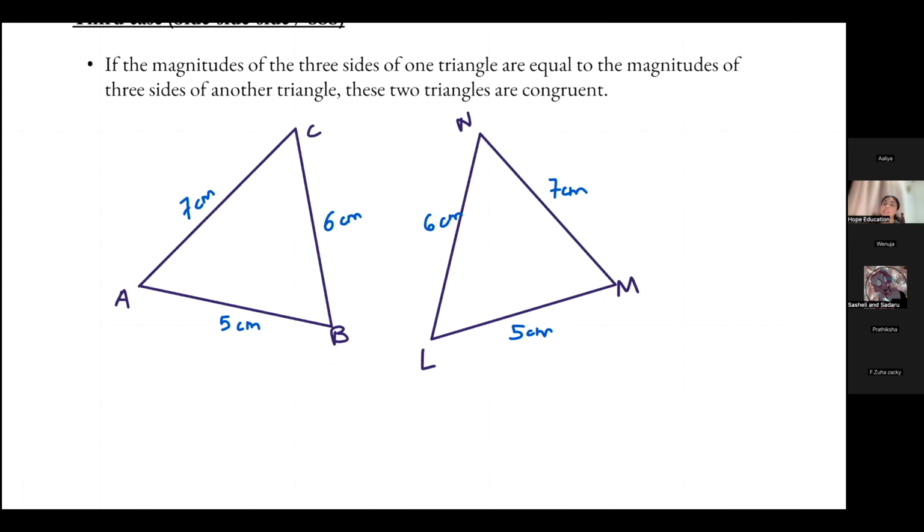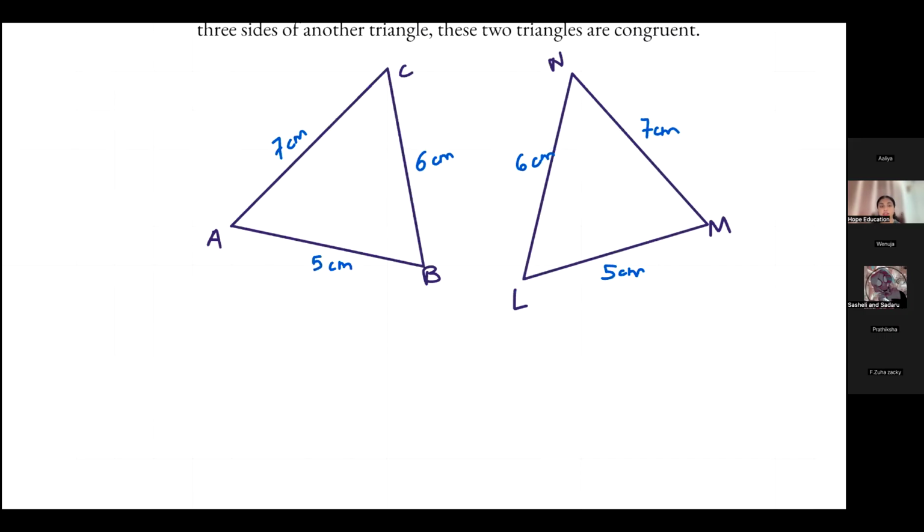So at the very beginning, we learned about SAS, where there are two sides and one angle. Then secondly, we learned the AAS case, where there are two angles and one side. Now we are learning SSS, which is three side pairs. So this is how we write it. We have two triangles. I will write the topic: triangle ABC and triangle LMN.